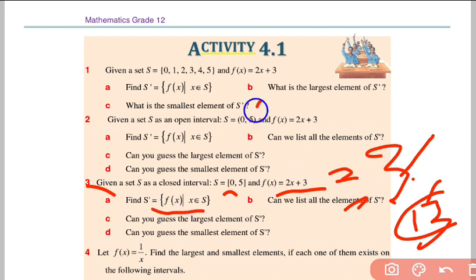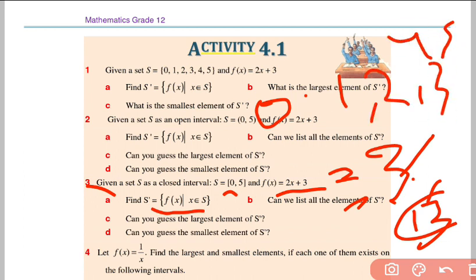Because 0, 1, 2, 3, 4, 5 are all in the set. So it doesn't really matter.